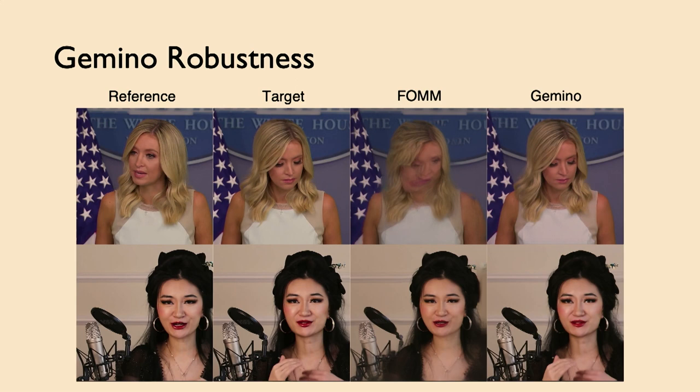The second row here shows an example where there is something in the target frame that was not in the reference frame. Like the hand here is in the target, but it is not in the reference. And again, if you're just doing warping, there is no way to get the hand. So things like the first order motion model will basically hallucinate it away. It's not there. But again, Jamino doesn't have this kind of problem.